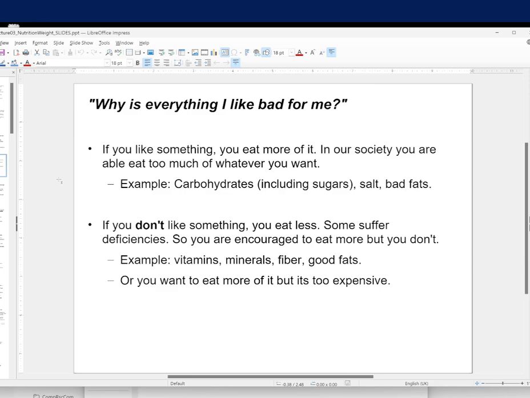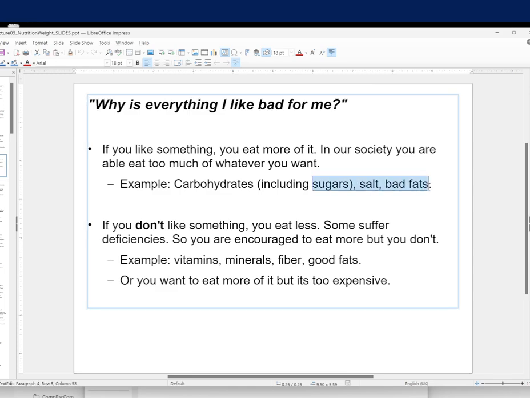The nature of the thing itself is not bad for you. Sugar is not bad for you. Salt is not bad for you. Most fats are not bad for you. But the problem is in our society, we eat too much of it. Resting is not bad for you. A computer game is not bad for you. But in our society, we do too much.